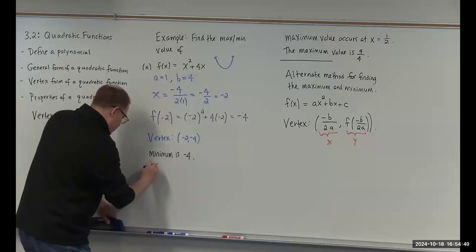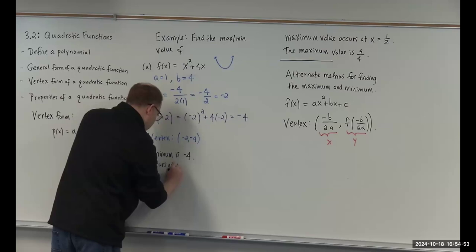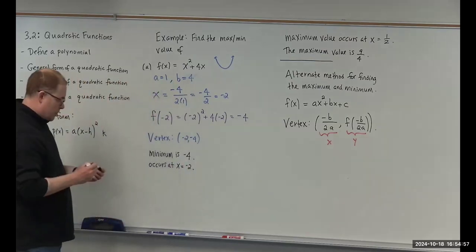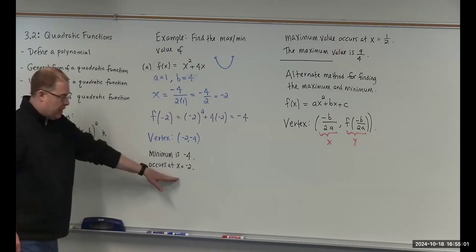which occurs at x equals negative 2. All right. So we found our minimum, and we know where it happens.